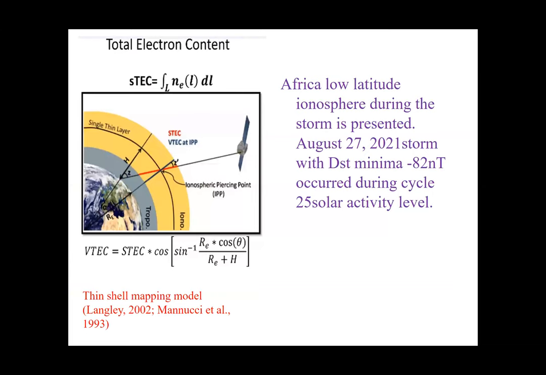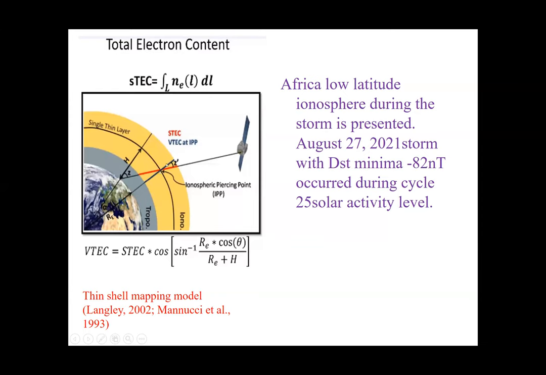Here shows a typical drawing of what is electron content, popularly known as TEC. Here you have the slant TEC, which is the line integral of the electron density. Here you can see the satellite. The red stick line there, measured diagonally, is the slant TEC, and then the columnar, which is the blue thick line, shows the vertical TEC.